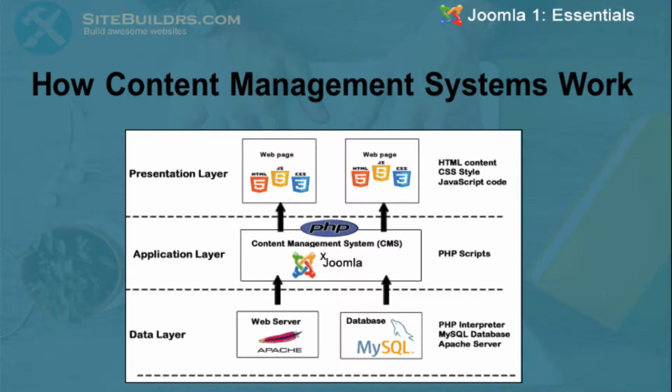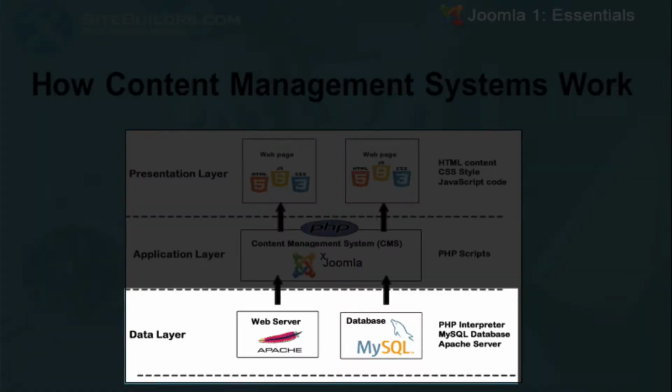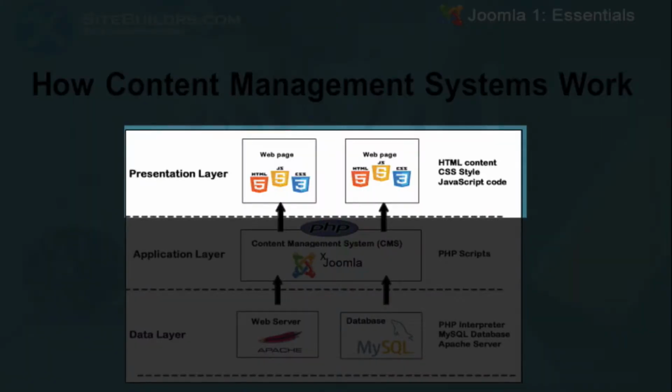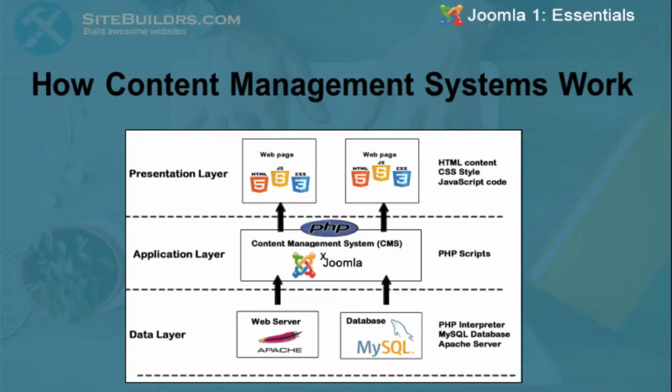The bottommost layer of the stack is called the data layer, and it's composed of a web server and a database. On top of this is the application layer, where the PHP and the actual Joomla software reside. And the topmost or presentation layer displays HTML content styled by CSS templates. Now, before you can work on your website content on layer 3, you'll need to install server and database software on the data layer, layer 1, and the Joomla software on layer 2.